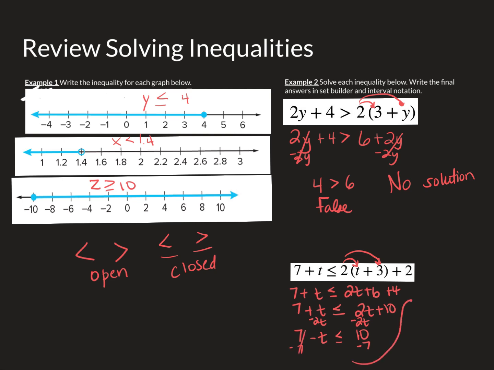Negative t is less than or equal to positive 3. I'm going to divide by -1. So t is, and here's where something special happens, when you multiply or divide by a negative number, flip the inequality. So we divided by -1, t is going to be greater than or equal to -3.